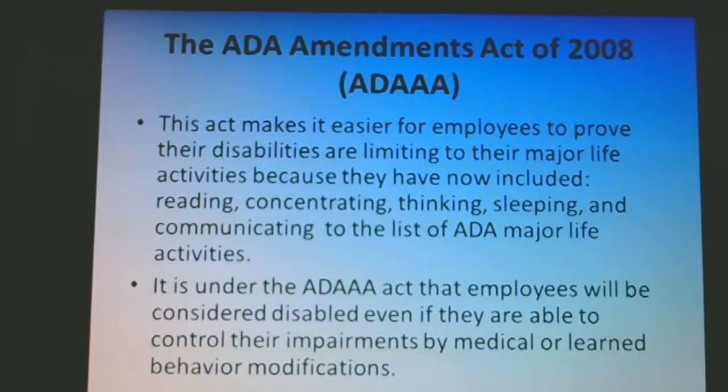The ADA Amendments Act of 2008, also known as ADAAA, makes it much easier for employees to prove their disabilities are limiting to their major life activities because they have now broadened the list of activities they consider to be major life activities to include reading, concentrating, thinking, sleeping, and communicating. Under the ADA Amendments Act, employees will be considered disabled even if they are able to control their physical or mental impairments through medical or learned behavior modifications.